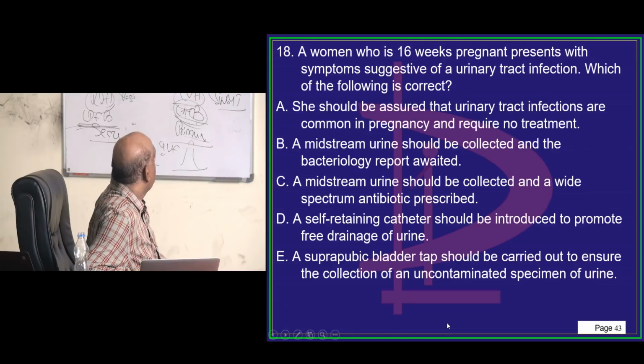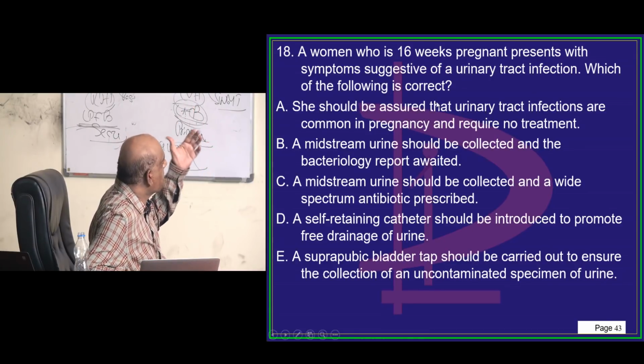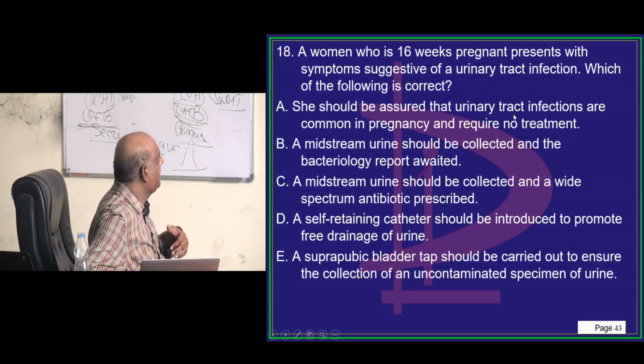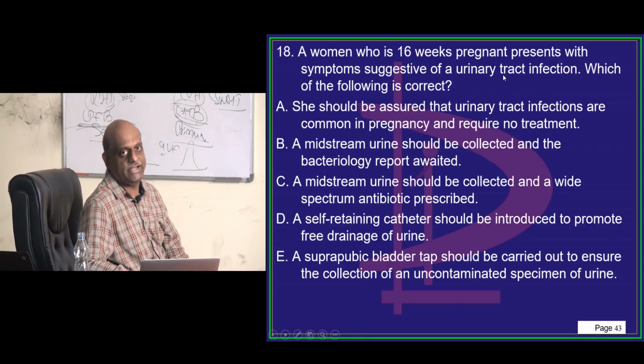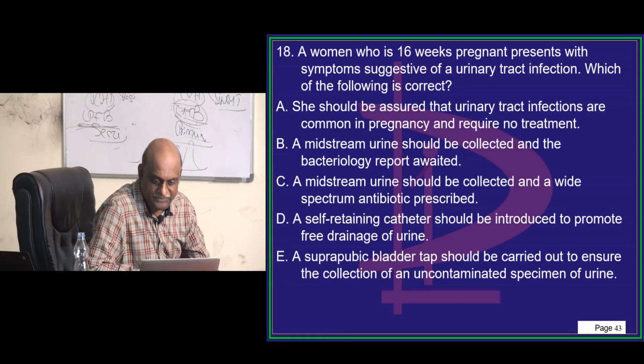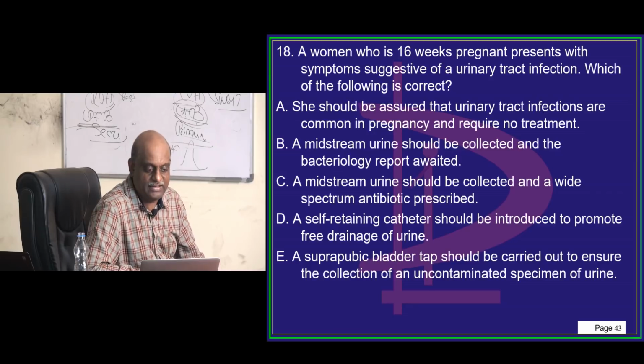Now, a woman who is 16 weeks pregnant presents with symptoms suggestive of UTI. What is correct? A woman who is 16 weeks pregnant has symptoms of UTI. What is correct? One confident, strong answer, doctor.